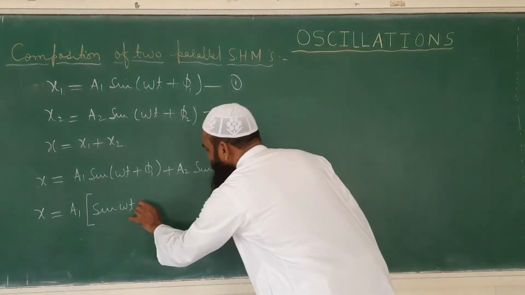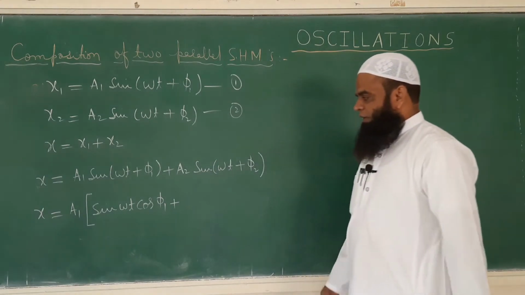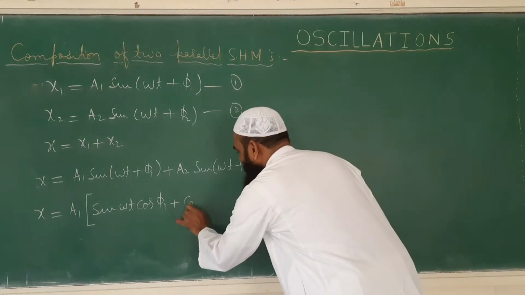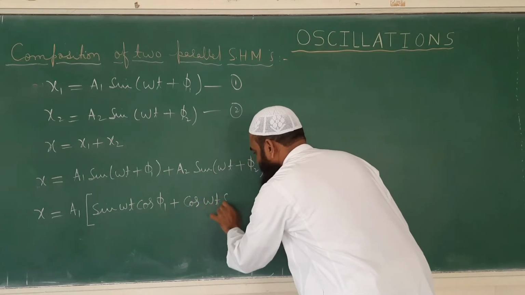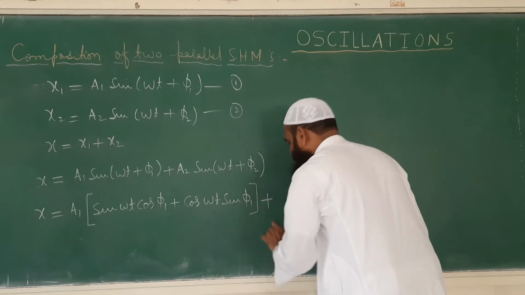Now, cos B means cos phi 1 plus cos omega t sin phi 1. So, this is the expansion of the first bracket.